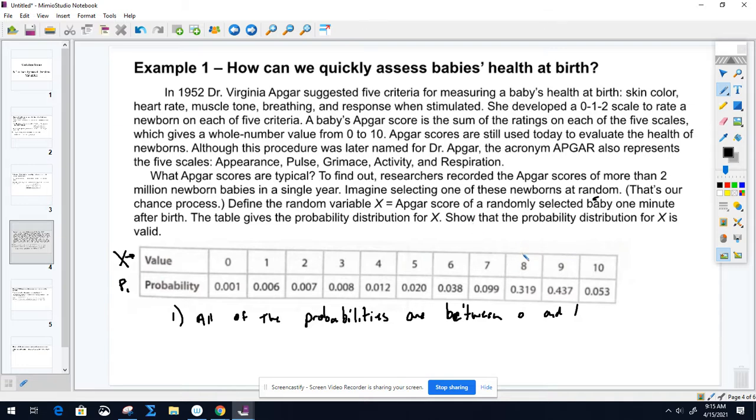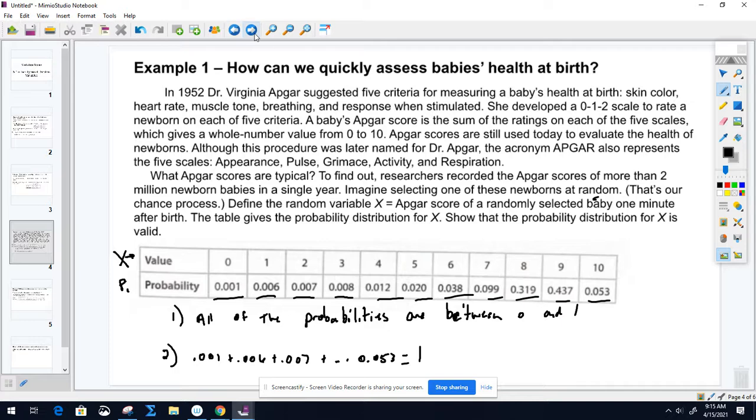Okay. So the second thing, we've got to add all these up. So I'm going to add up 0.01 plus 0.006 plus 0.007 plus dot, dot, dot, all the way up to the very last probability, which is 0.053. And when I pick up my calculator and add all those, it does equal 1. That's something that you should do right now: pick the calculator up, add up all of these values down here, and make sure the probabilities are equal to 1. So since they do equal 1, it is a valid probability distribution.